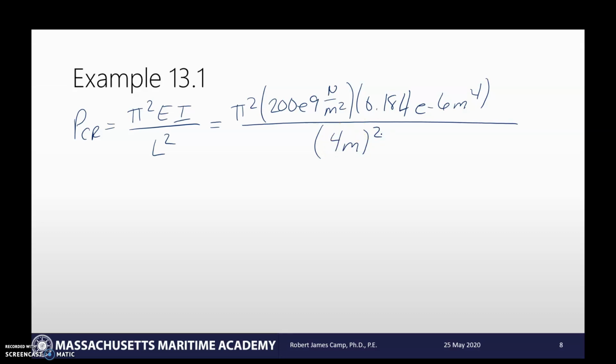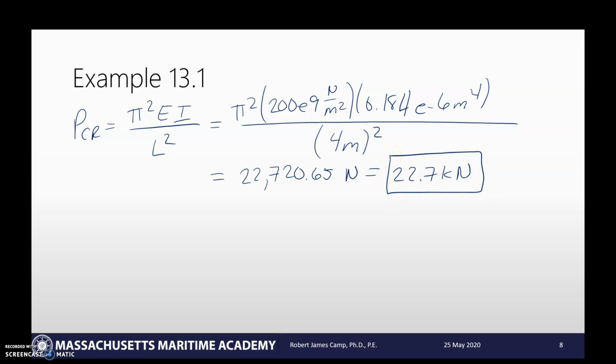You're probably wondering why the area is not in here. Remember, we're going to need the area for calculating the critical stress, because we need to make sure that it falls below the yield stress. Okay, so this is what we have. We just plug it into our calculator, and we're going to get 22,720.65 newtons, which is 22.7 kilonewtons. So this is possibly our critical load.